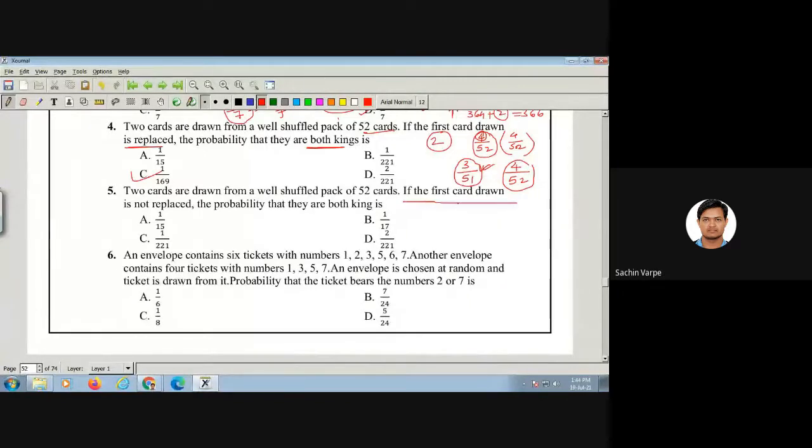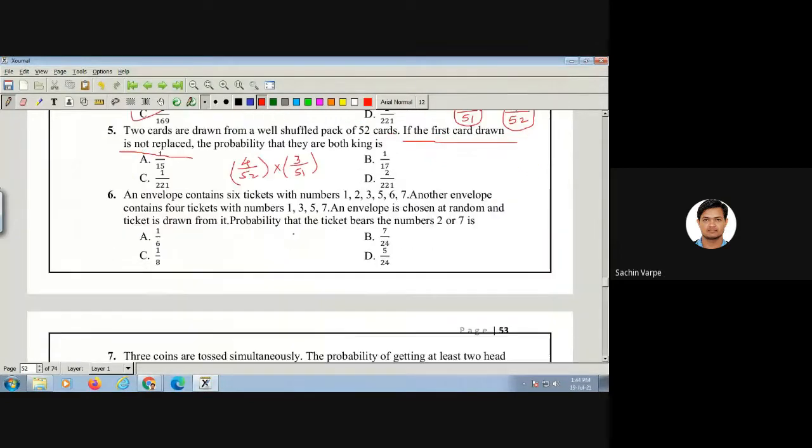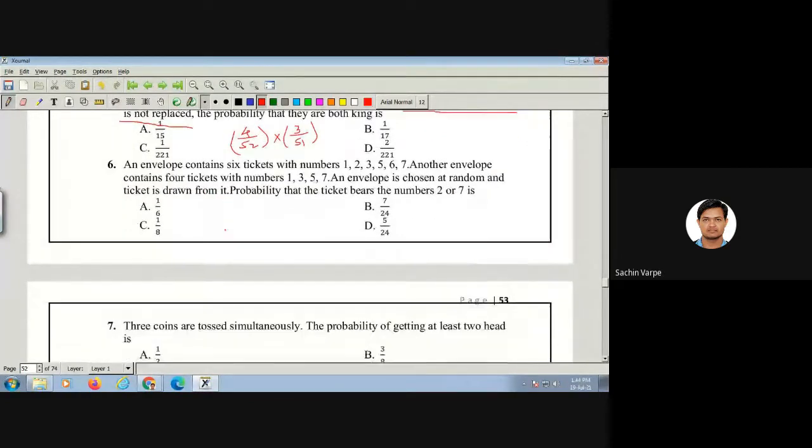If the card drawn is not replaced, then what will be the probability? That will be 4 by 52 into 3 by 51. That will be the answer. This is again very interesting.